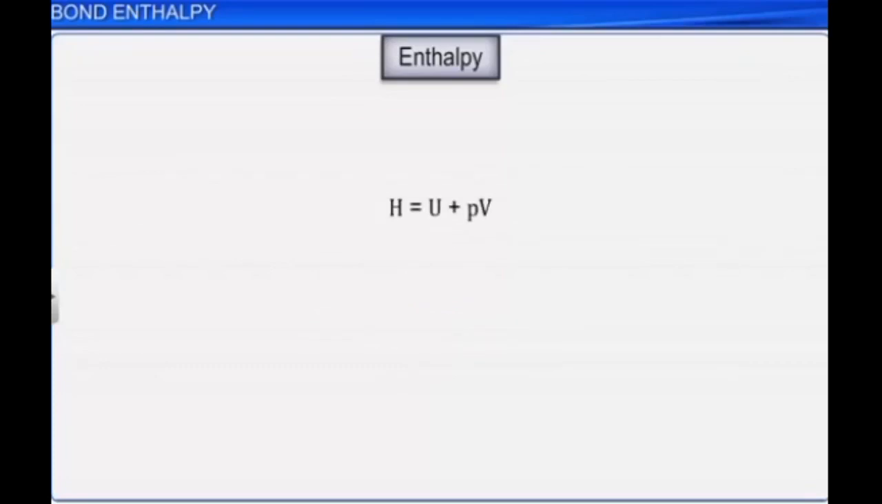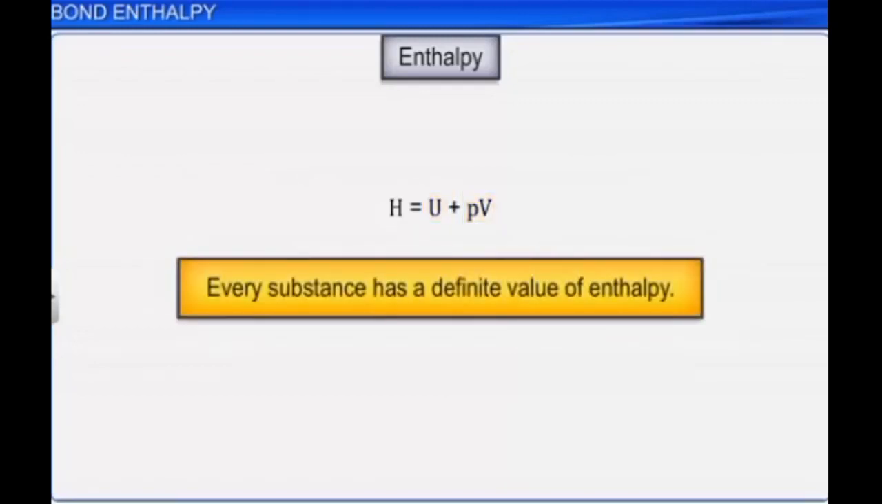Enthalpy, which depends on the three state functions, internal energy, pressure, and volume, is also a state function. Every substance has a definite value of enthalpy. Like internal energy, enthalpy of a substance cannot be measured. However, it is possible to measure the change in enthalpy.